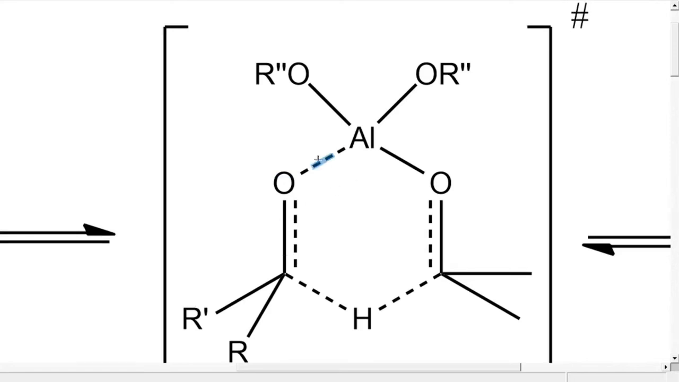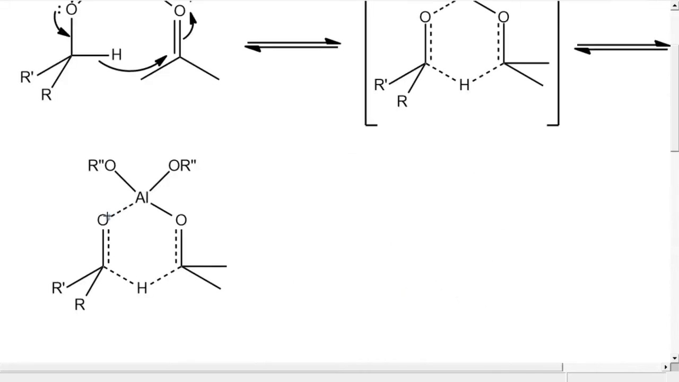So while this oxygen aluminum sigma bond is breaking, this oxygen carbon pi bond is forming, this carbon hydrogen sigma bond is breaking and getting weaker, and this hydrogen carbon sigma bond is forming or getting stronger, and this oxygen carbon pi bond is breaking or getting weaker. Now that's the transition state. Altogether the charge is neutral.